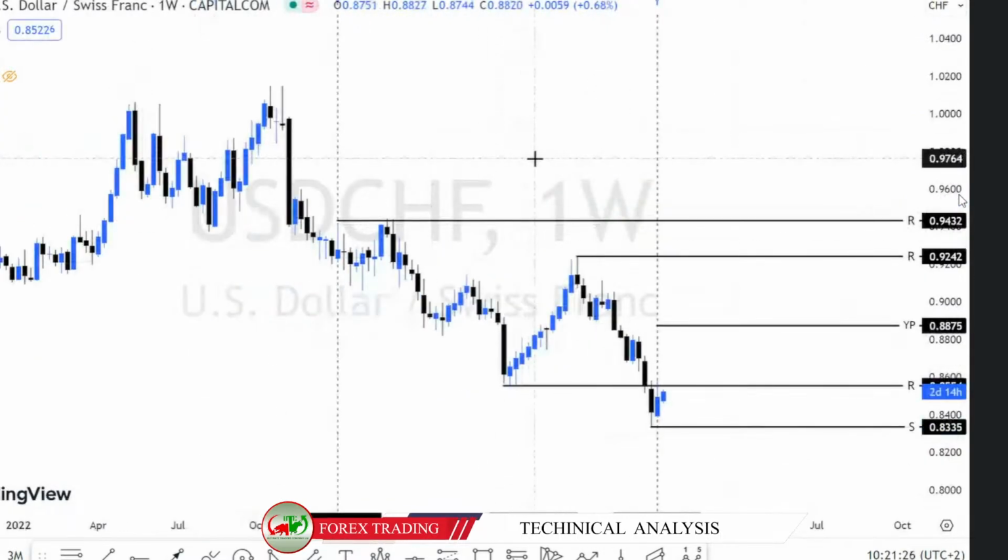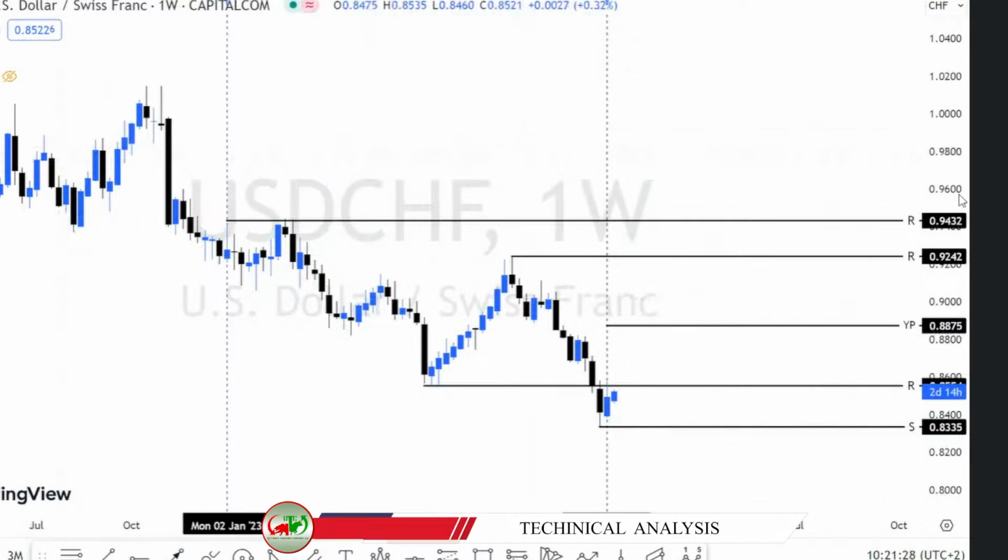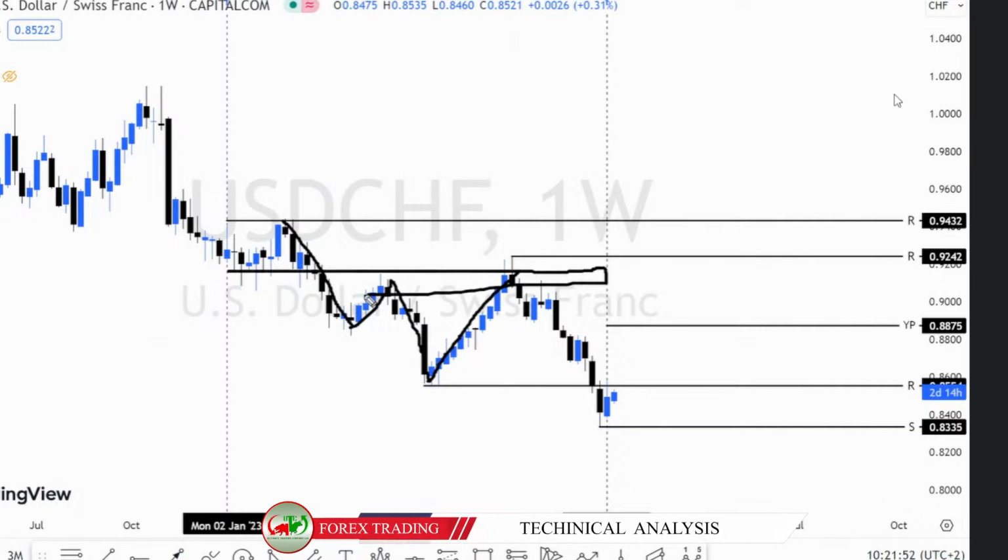For USD/CHF, contrary to USD/JPY, it was in a downtrend for 2023, because this is the highest resistance price we had at 0.9432. Then we managed to make this lower high, lower low, then we made this stronger pullback and we made this forced breakout above this area of value, and we made this pullback.